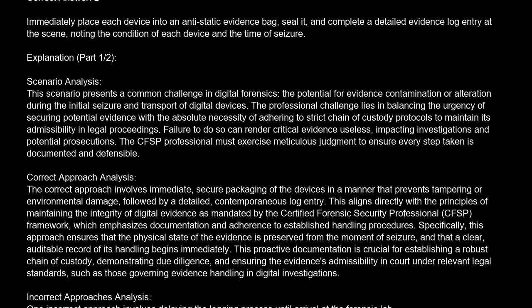The correct answer is D. Immediately place each device into an anti-static evidence bag, seal it, and complete a detailed evidence log entry at the scene, noting the condition of each device and the time of seizure.